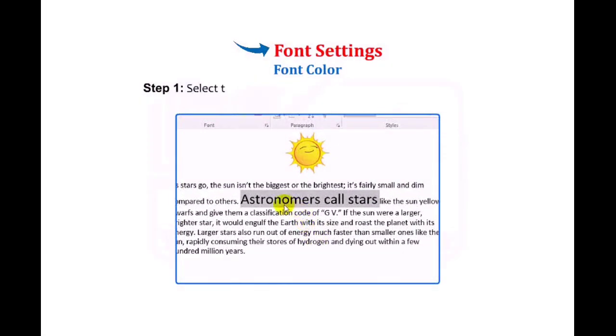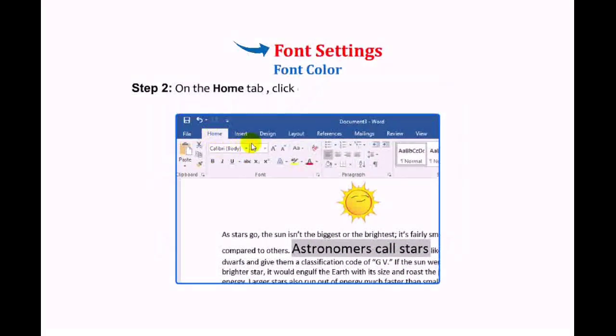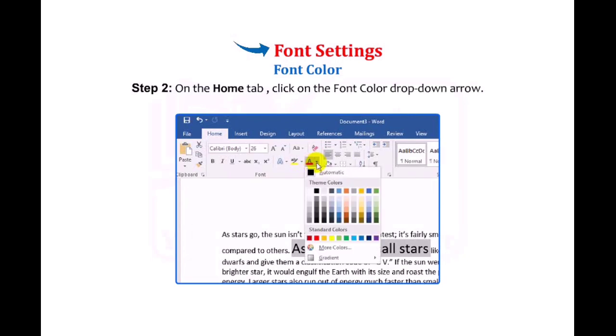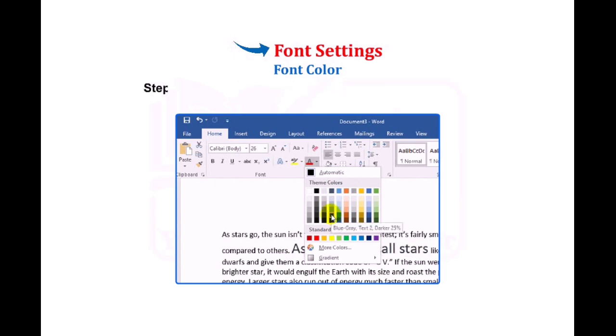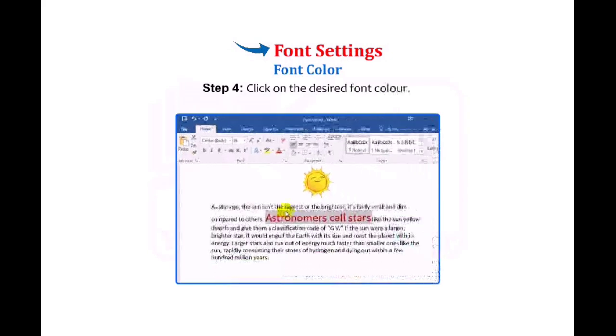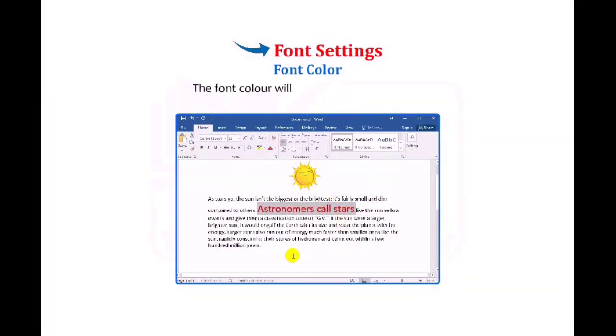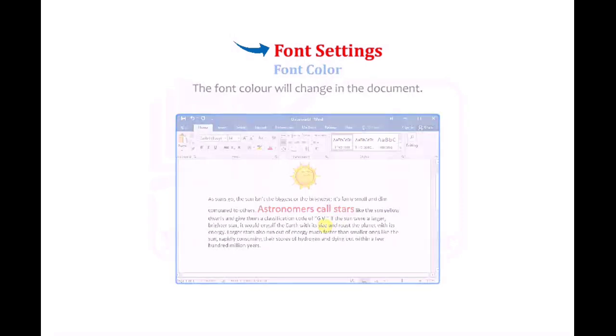Step 1. Select the text whose font color needs to be changed. Step 2. On the Home tab, click the Font Color drop-down arrow. The Font Color menu appears. Step 3. Move the mouse pointer over the various font colors. The selected text will temporarily change in color. Step 4. Select the desired font color. The font color will change in the document.